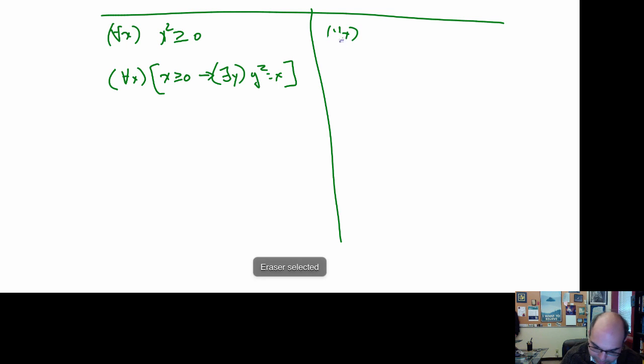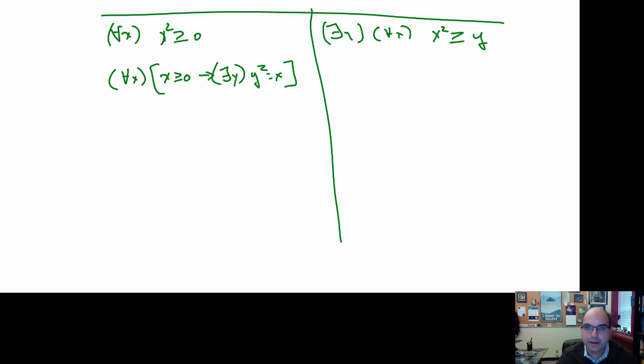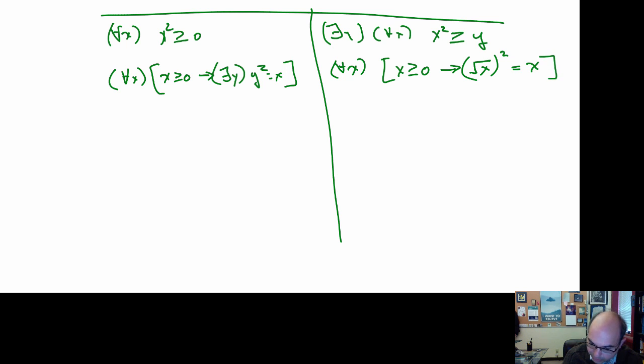actually let me erase that. There exists a y such that for all x, x squared is greater than or equal to y. Okay, this is another true theorem, right? And it's true because, in fact, y could be 0, and then it's exactly for all x, x squared is greater than or equal to 0. Here's another one. For all x greater than or equal to 0, the square root of x squared is equal to x.